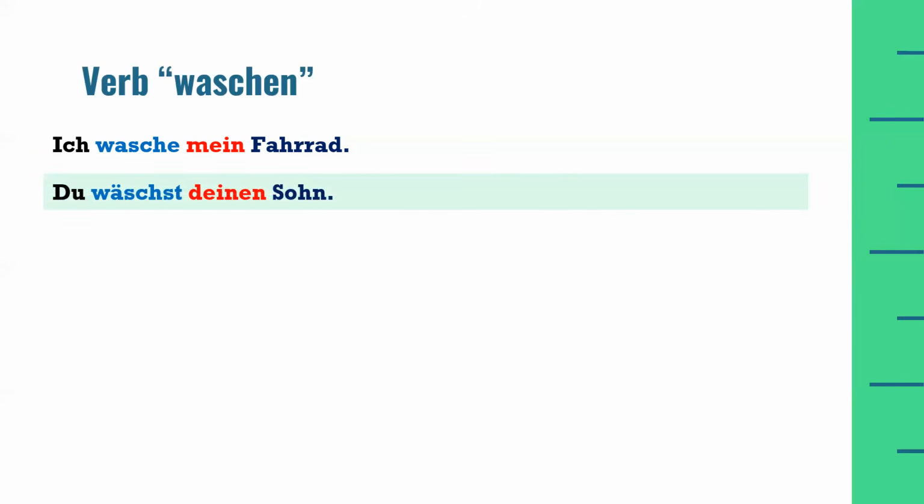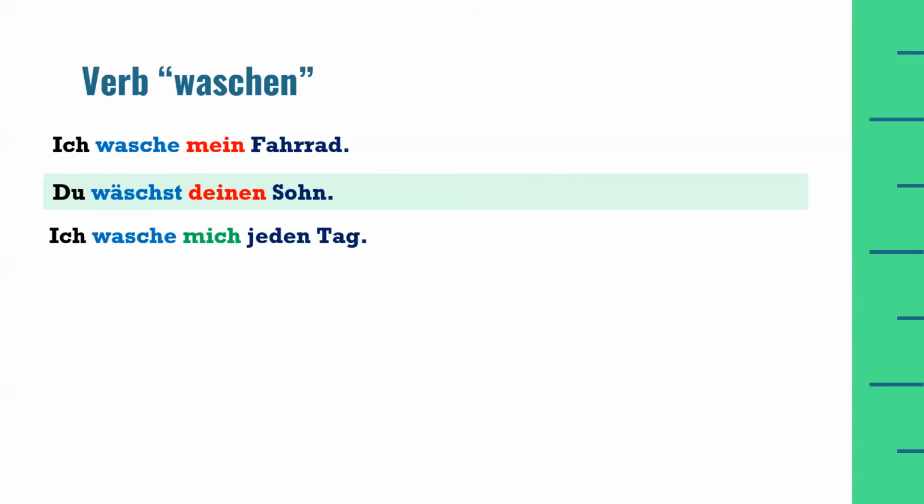Another example of the simple use of the waschen verb is: du wäschst deinen Sohn. You are washing your son. Deinen is used here as the possessive pronoun for Sohn, which is a masculine noun, and because the son is being washed, it is accusative. Therefore, we have used the ending of the masculine noun for accusative case, which is deinen. So this is the simple use of the waschen verb without a reflexive pronoun.